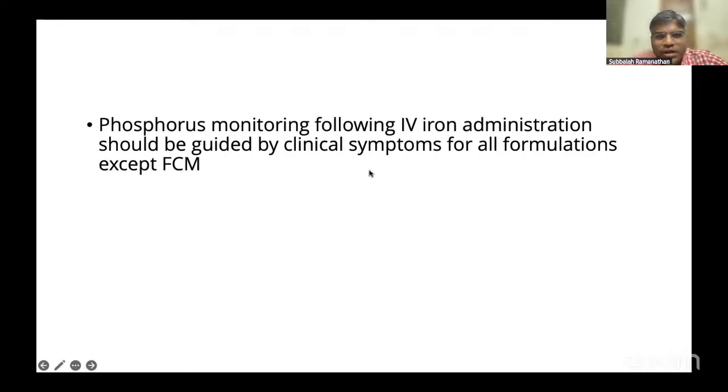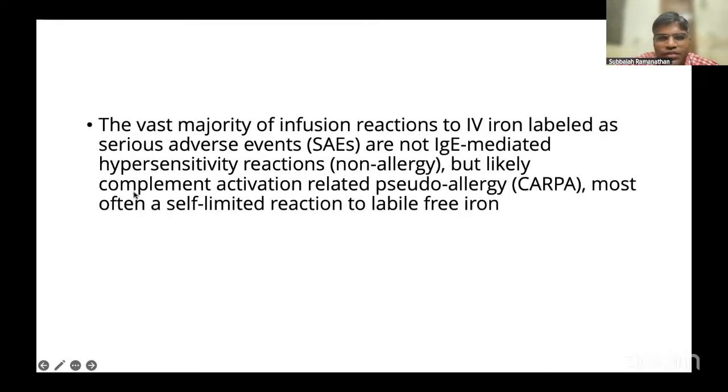Phosphorus monitoring following IV administration should be guided by clinical symptoms, especially when the patient has fatigue, myalgia, and proximal muscle weakness, for all formulations. But FCM is more prone to cause this, so you'll have to consider monitoring phosphorus after giving FCM.